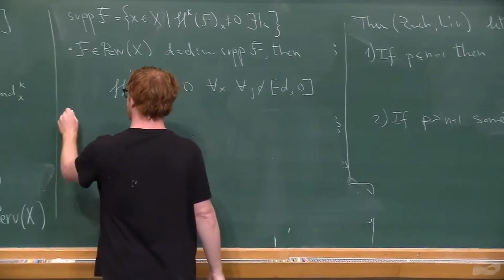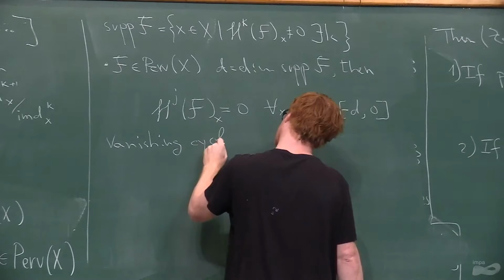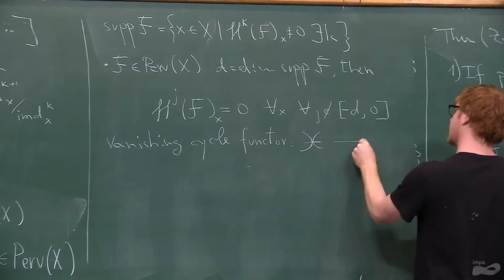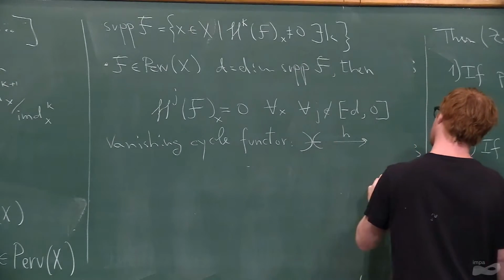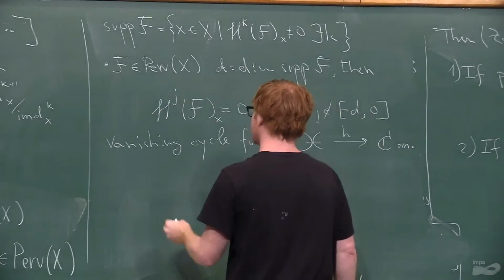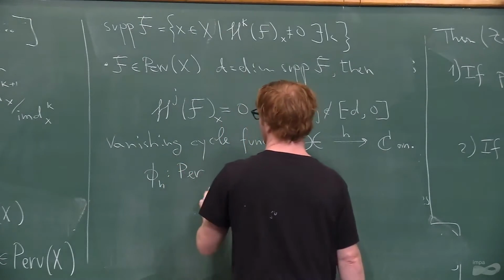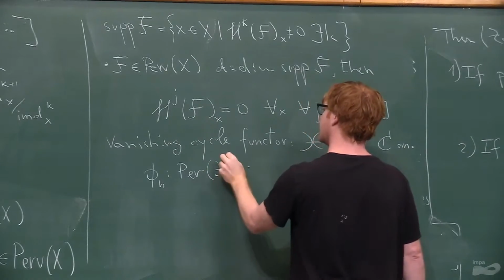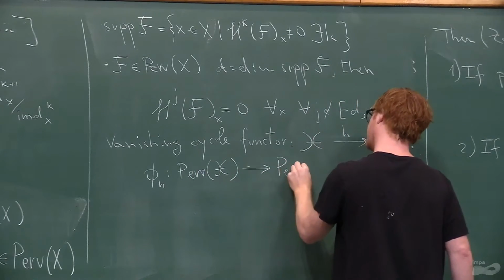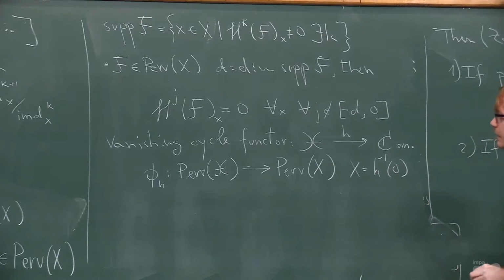Okay, and then there's the vanishing cycles, and this is the last piece of information. The vanishing cycle functor: you're given an analytic function, call it H. This is analytic. And then the vanishing cycle functor is a functor that, if you restrict to the perverse sheaf category, takes a perverse sheaf on X to a perverse sheaf on the central fiber. Okay, very good.